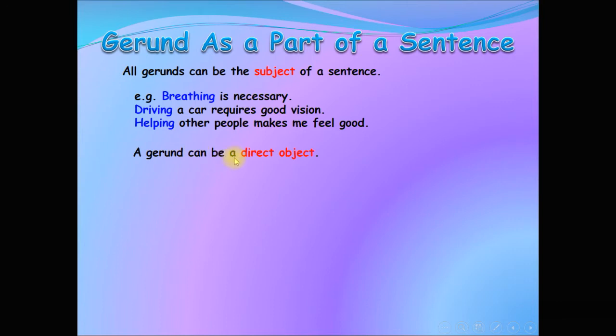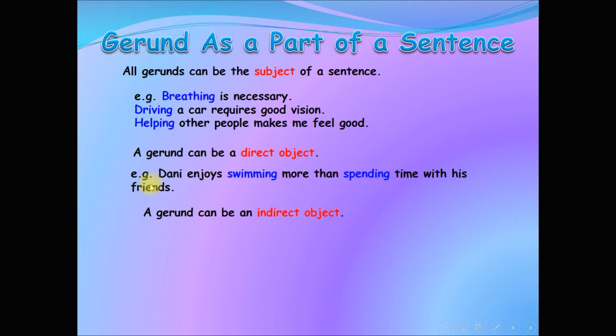A gerund can also be a direct object. So besides a subject, a gerund can also be a direct object. For example, Danny enjoys swimming more than spending time with his friends. After the verb, we usually put an object, so this is a direct object. Danny enjoys swimming more than. This is the preposition.